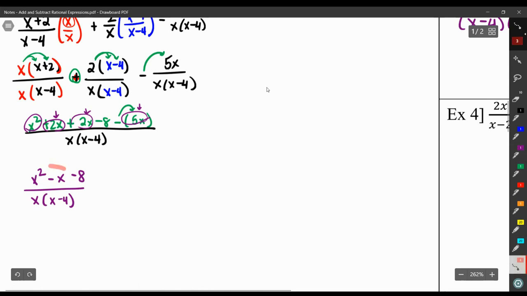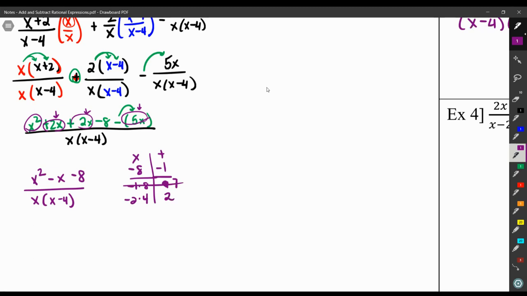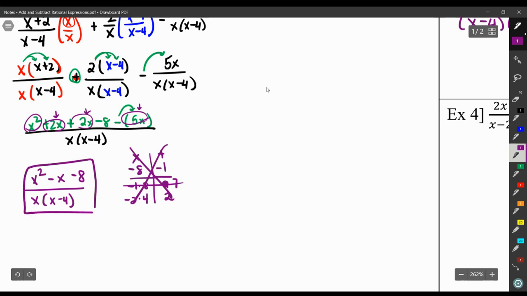Last but not least, let's look at our new numerator and see if we can factor it. So the idea is we want to see, is there a pair of numbers that multiplies to negative 8 but adds to negative 1? Well, negative 1 times 8, if I add those, I get, sorry, not 9, I get 7. That's not right. Negative 2 times 4, if I add those, I get 2. And then there are no other factors of 8. So this isn't going to work. That means the numerator does not factor. So this is as simple as this rational expression will become.